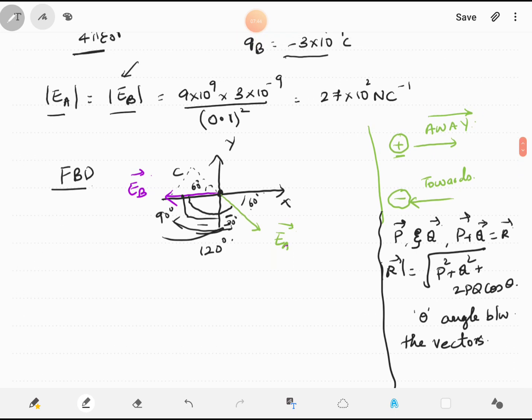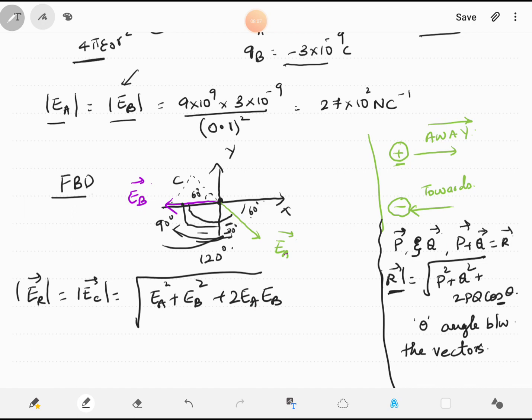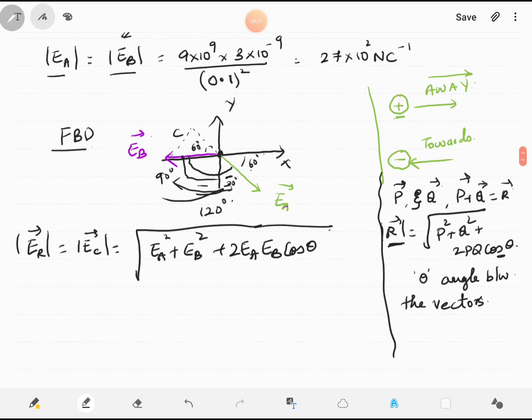So we will utilize this formula to find the net electric field by choosing theta equal to 120 degrees. So E resultant at C, that is EC, will be equal to root under EA square plus EB square plus 2 EA EB cos theta. This is the formula. If you simplify this by substituting all the values, taking theta equal to 120 degrees, which is very important, we find that the magnitude of EC is going to be 27 into 10 to the power of 2 Newton per Coulomb.